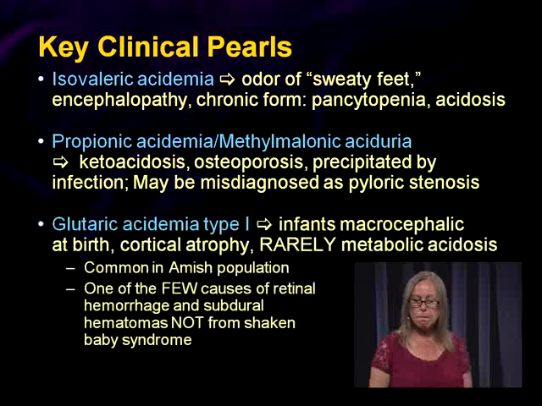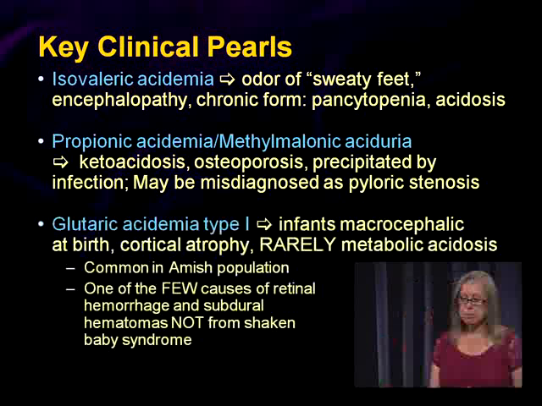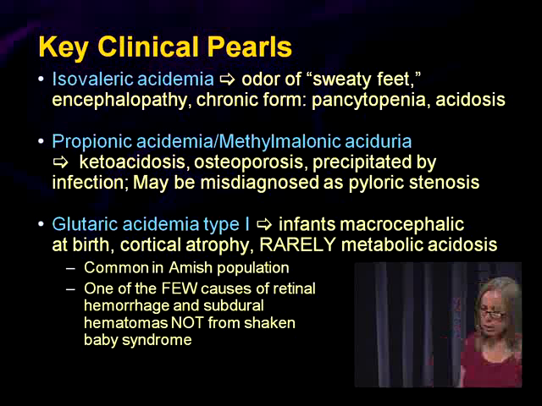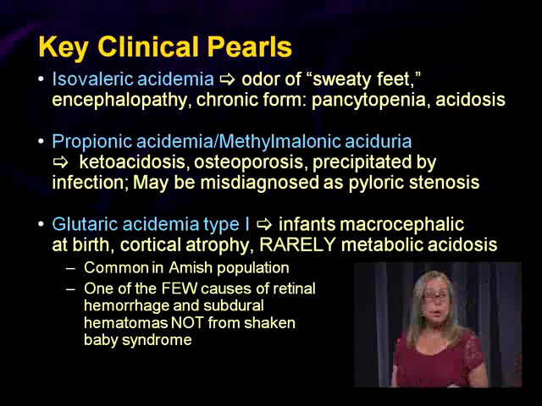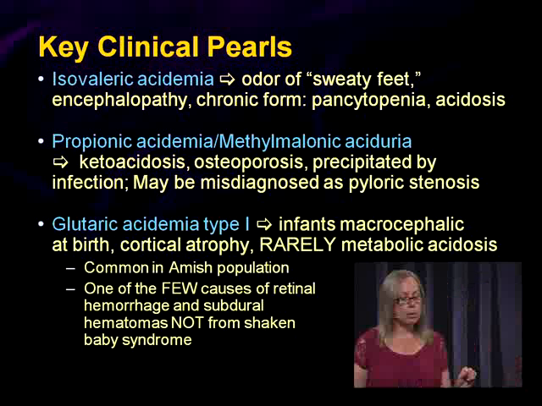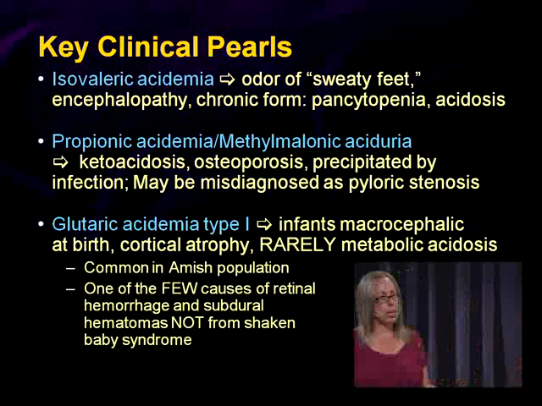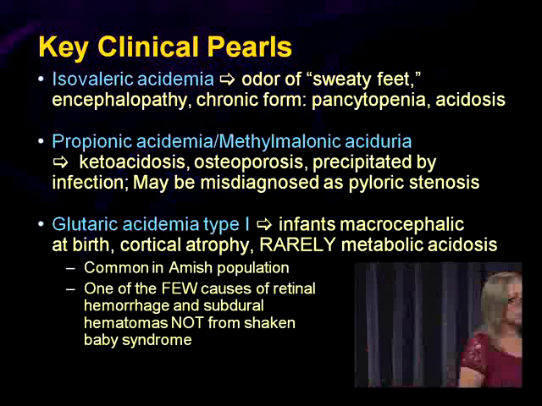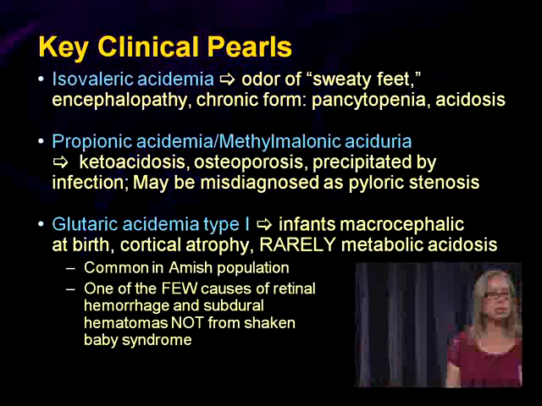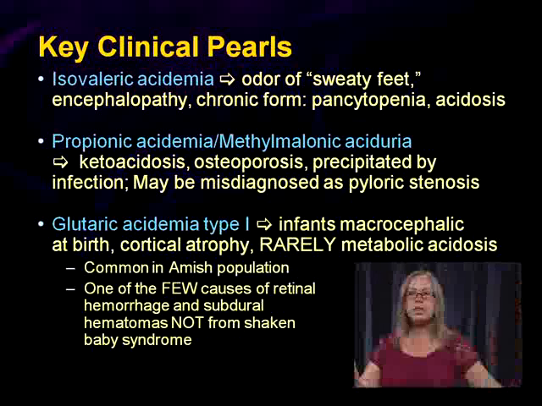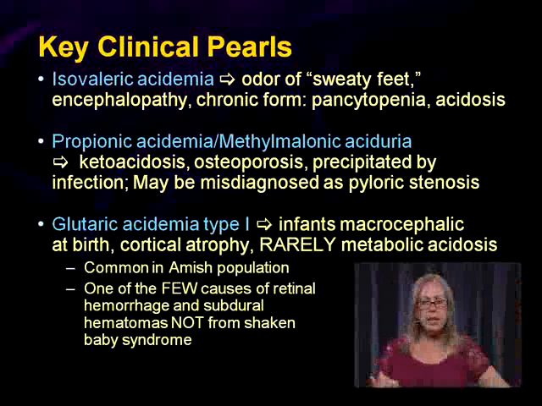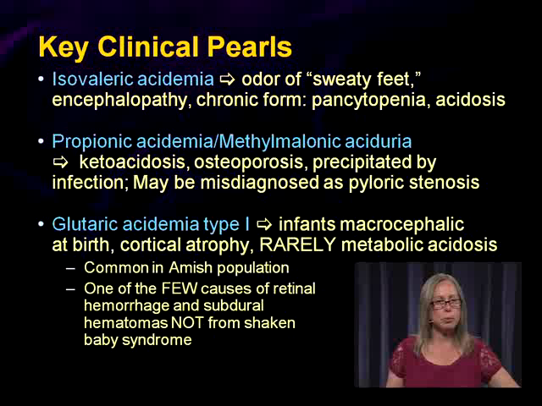Glutaric acidemia type 1: infants are macrocephalic at birth. They can have cortical atrophy. They rarely ever have frank metabolic acidosis. It's common in the Amish population and is one of the few causes of retinal hemorrhages and subdural hematomas that are not from shaken baby. So always keep that in the back of your mind. If you're doing an NAT eval, think about getting plasma aminos and urine organic acids to make sure it's not a rare cause of retinal hemorrhages or subdurals.